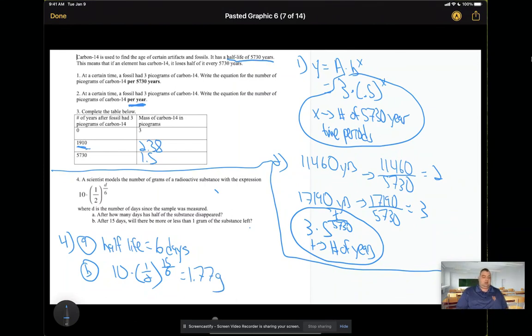So to answer the question, after 15 days, will there be more or less than 1 gram of the substance? There will be more than 1 gram, because 1.77 is obviously greater than 1. And that is it for this lesson.